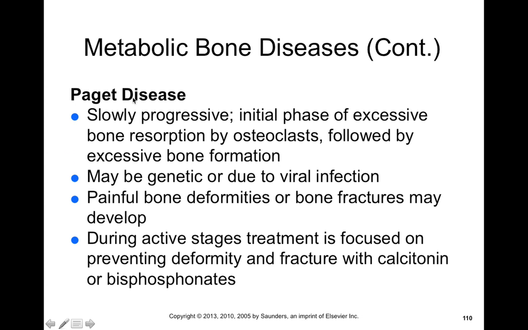Now, Paget disease you can think about as being the opposite, where it's slowly progressive wasting of bone, but that's followed by excessive bone formation. It's probably genetic, but may also be due to viral infection. And this leads to painful bone deformities that make bone weaker in some ways, and so bone fractures can develop due to overgrowth of bone. And during the active stages, the treatment's really focused on preventing bone deformities. So this is actually achieved with calcitonin and bisphosphonates, which actually help to reduce blood calcium levels.